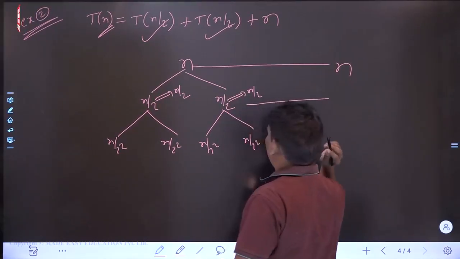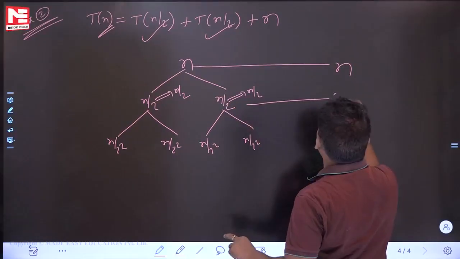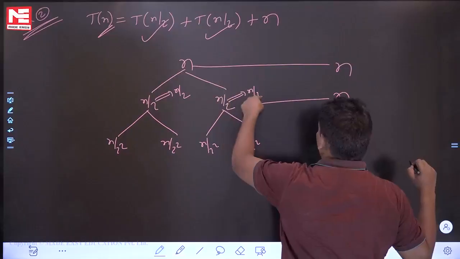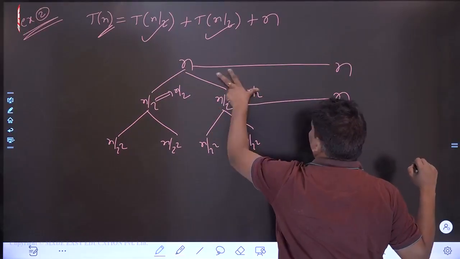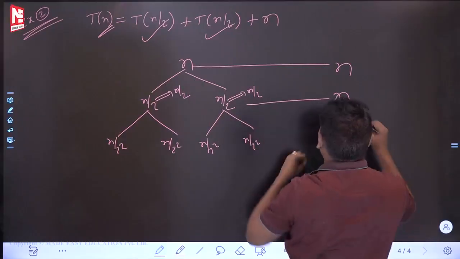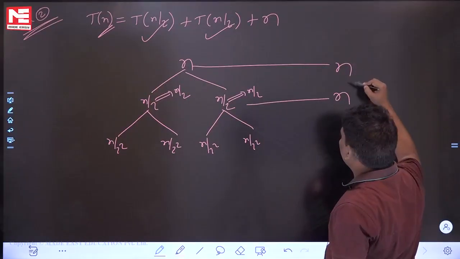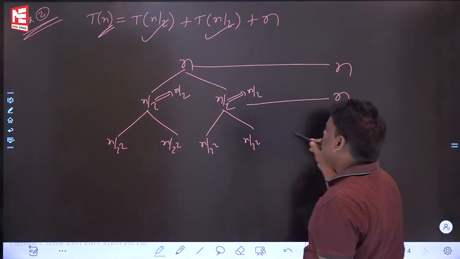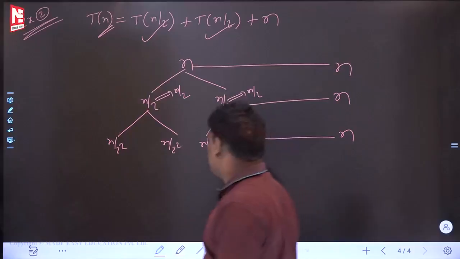Right? If we add both, n by 2 plus n by 2, what is the answer? 2n by 2 means n. Total non-recursive term: because 2 times you substituted, 2 non-recursive terms came, you add them, n came. So, first level, second level, non-recursive term is same or not? Yes, same, right? If you want, you can check, next level also same will come. Let me check that also.